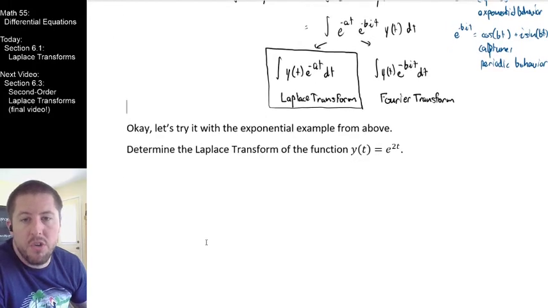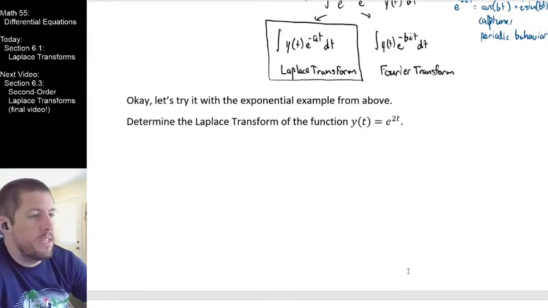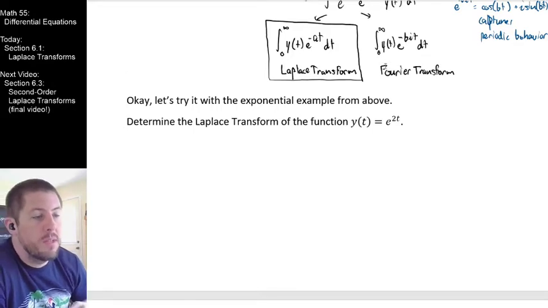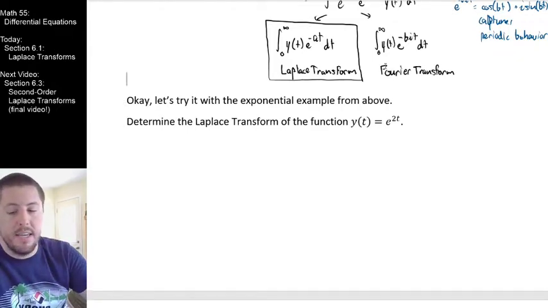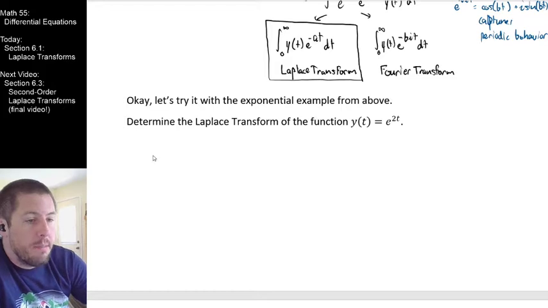So what I want to do is take a look at computing a Laplace transform in association with a function. Let's try it with the exponential example from above. Let's determine the Laplace transform. Oh, and by the way, I'm going to stick some 0 to infinities on these integral signs right here. The Laplace transform associated with this function e to the 2t, the one that we suggested a minute ago. Let's compare e to the 2t to that e to the negative at and see what we end up with. I'm going to call this my capital Y.